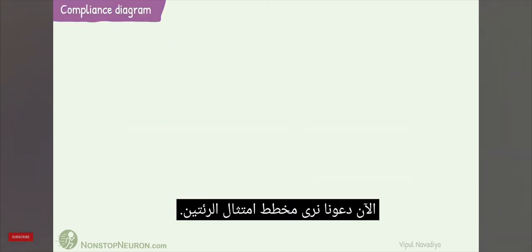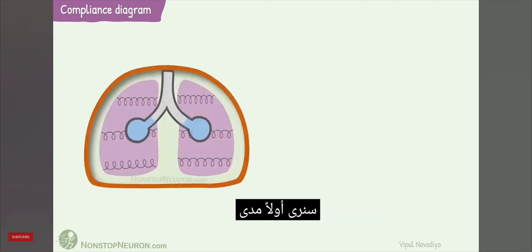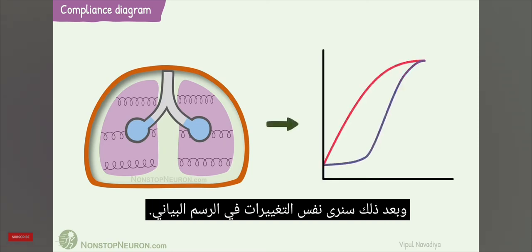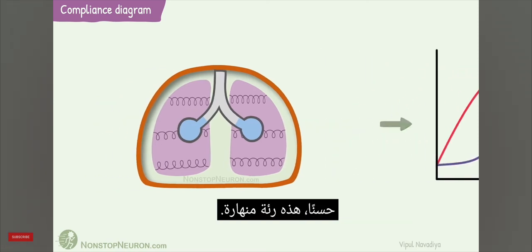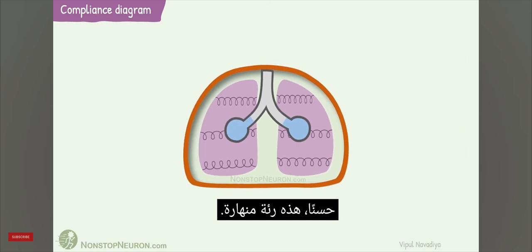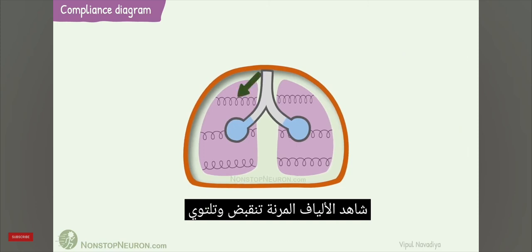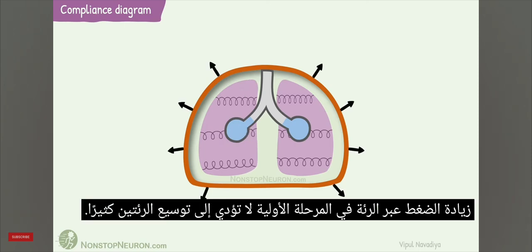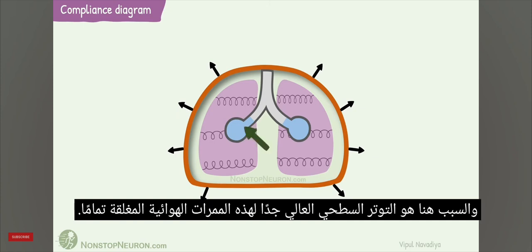Now let's see compliance diagram of lungs. First we will see extent to which lungs expand with increasing transpulmonary pressure. And then we will see same changes in graph. Okay, so this is collapsed lung. See, the elastic fibers are contracted and kinked, and airways are completely collapsed. Increase in transpulmonary pressure in initial phase does not expand the lungs much. The reason here is very high surface tension of these completely closed airways.